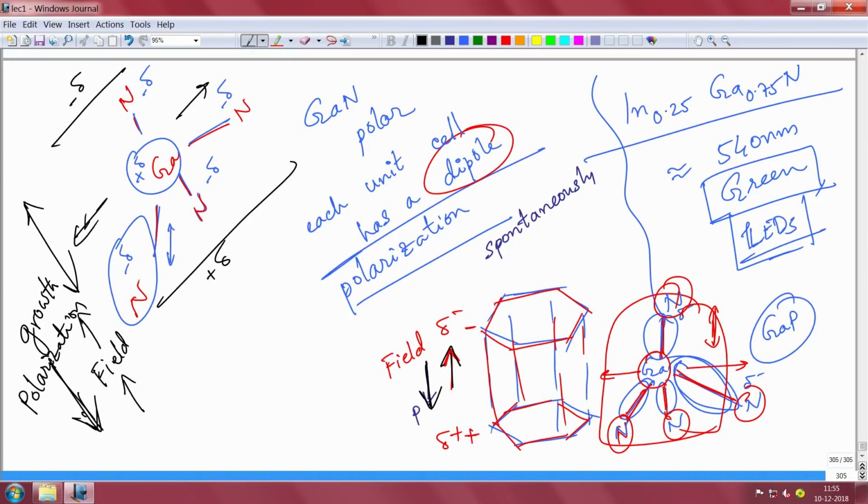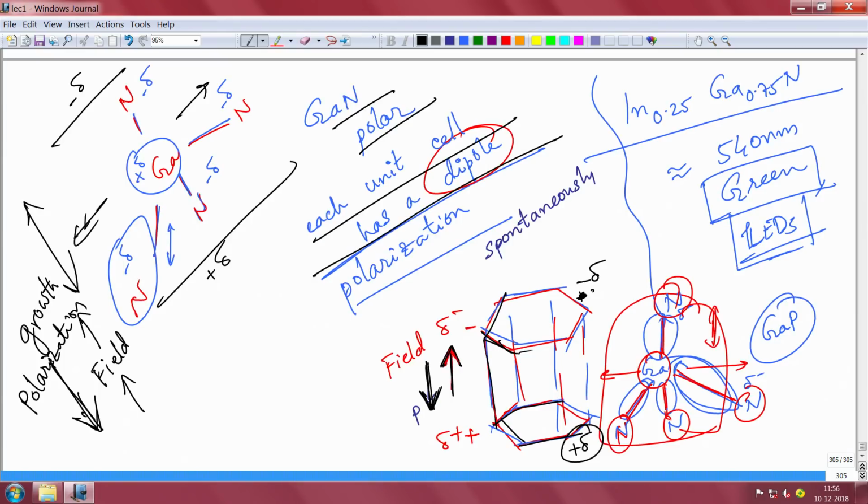What is polarization? That ability of the material to polarize. Basically it's a dipole there, right? So there is a negative sheet charge at the top, and a positive delta charge at the bottom. So this dipole results in polarization, and you see the direction of the field is towards the top and the direction of polarization is towards the bottom. So this unit cell itself is polar, and that's why it has a dipole, it has polarization.